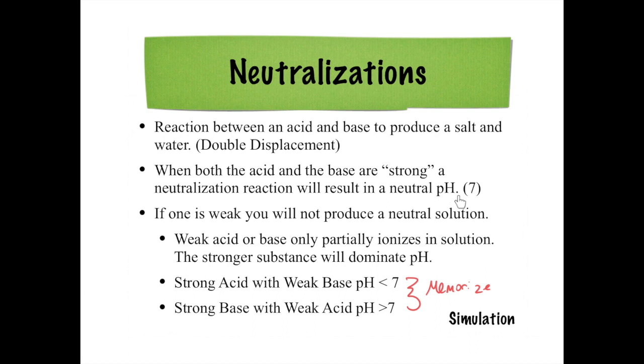If it's strong with strong, pH is 7. If it's strong acid with weak base, it's less than 7, on the acidic side. And if it's a strong base with a weak acid, then it's greater than 7, or on the basic side. At this point, I want to take you over to a simulation that shows what happens to the pH when you mix acid and base together.